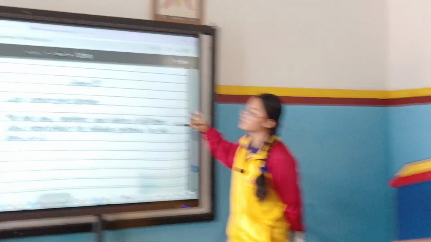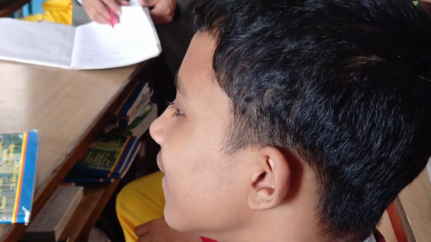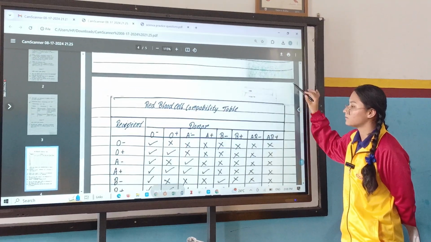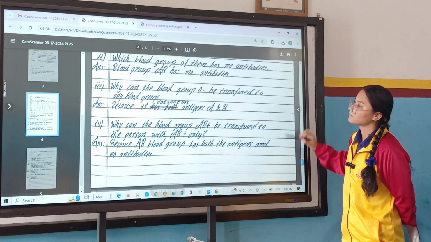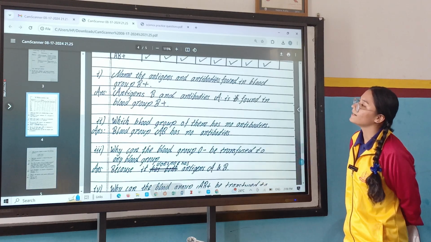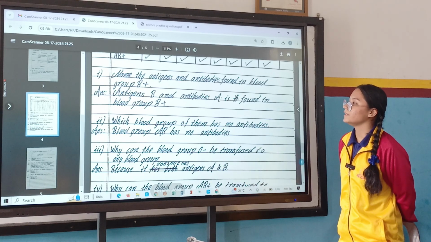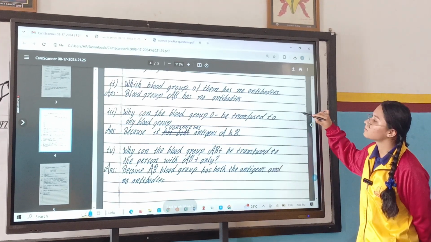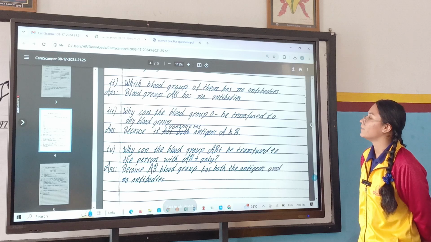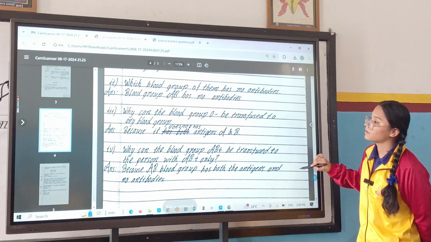Long answer type questions. The table shows recipients and donors of different blood groups. Answer the following questions on the basis of it. Name the antigens and antibodies found in blood group B positive. Antigens B and antibodies A are found in blood group B positive. Which blood group of them has no antibodies? Blood group AB has no antibodies.